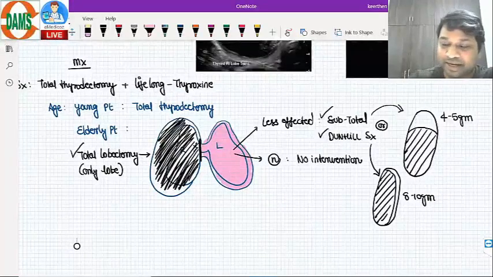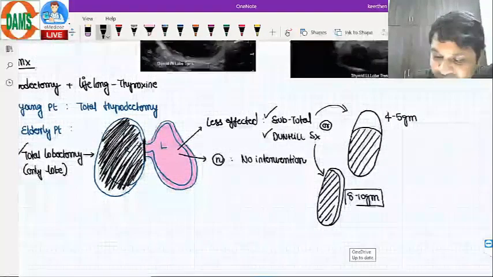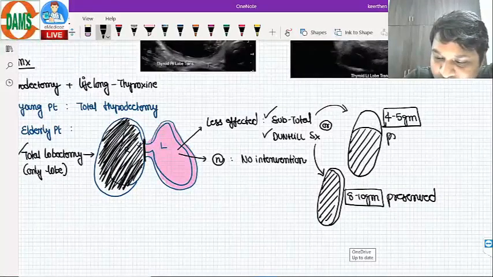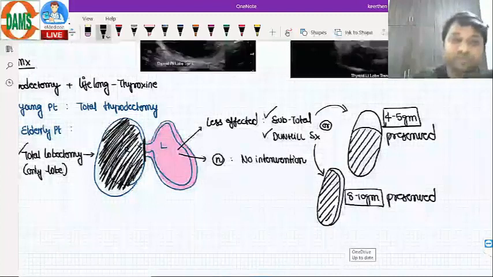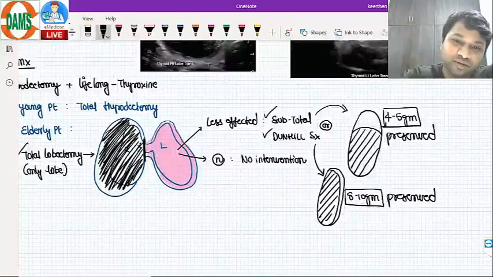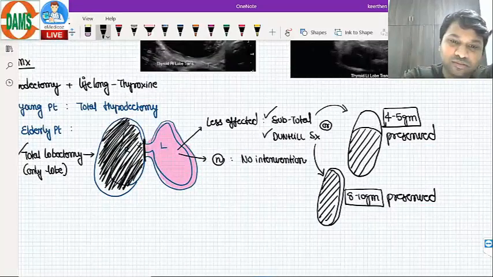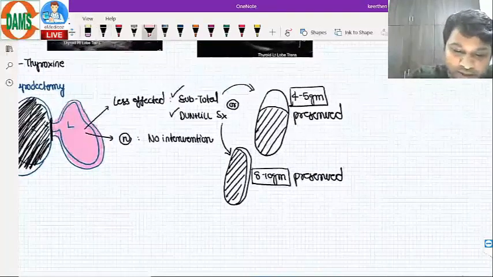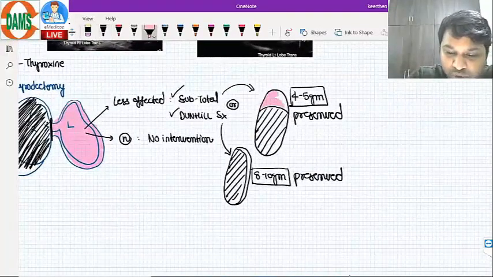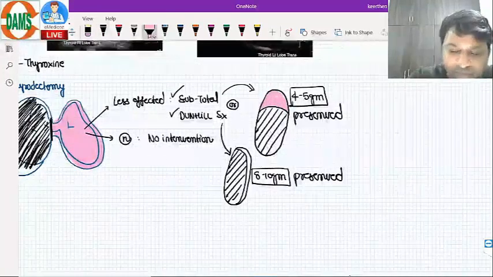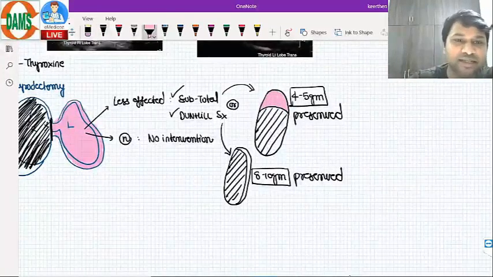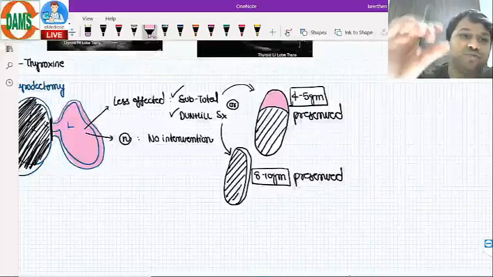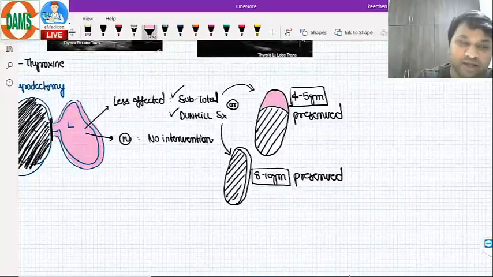But 8 to 10 grams is preserved, the rest of the gland is removed. Here 4 to 5 grams is preserved, the rest of the gland is removed. Beta, in subtotal, on the pole, either on the superior pole or the inferior pole, depending upon the location of the disease. If disease is on the inferior pole and superior pole is free, then you are going to save the superior pole. 4 to 5 grams of superior pole is left, rest of the lobe is removed. That is called subtotal.